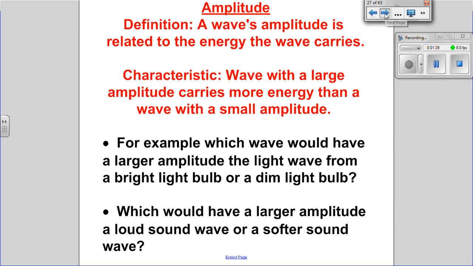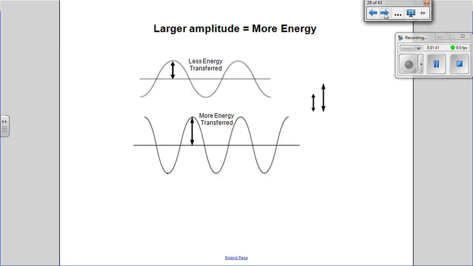Let's look at a couple of pictures. As you can see in these pictures, remember we talked in the previous lesson about how you can measure the amplitude of a particular wave. You start from the resting position and you go up to the crest, or you could measure in the opposite direction and go from this resting position line down to the trough.